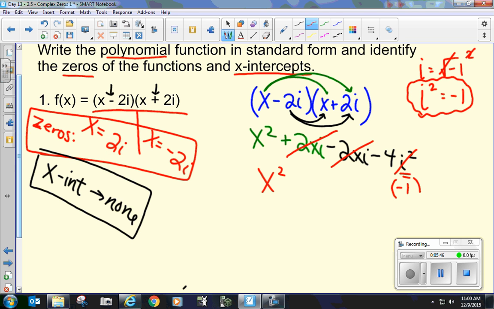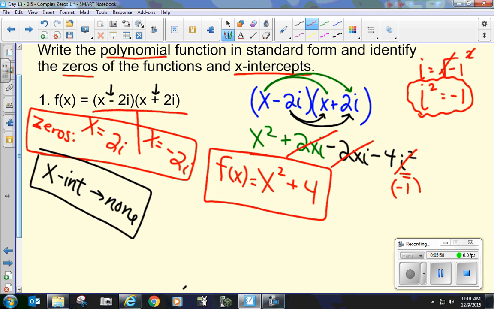All right, so what's going to happen here? What's going to happen when I multiply -4 times -1? +4. That's my original polynomial right there. So, based on the information we got before we FOIL that, we said there's not going to be any x-intercept as such. Let's graph that and find out.